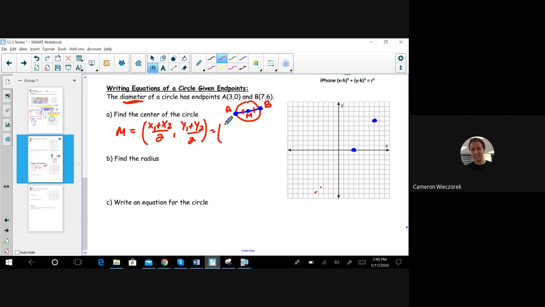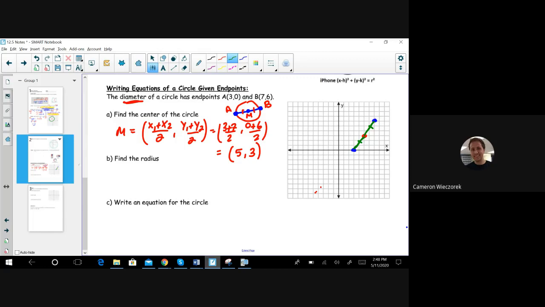So if I add my x's, (3 + 7) over 2. And if I add my y's, (0 + 6) over 2. The center of that circle is going to be at (5, 3). And so I'm going to plot that. That's exactly halfway in between. This is a radius, and this is a radius. Tick, tick.